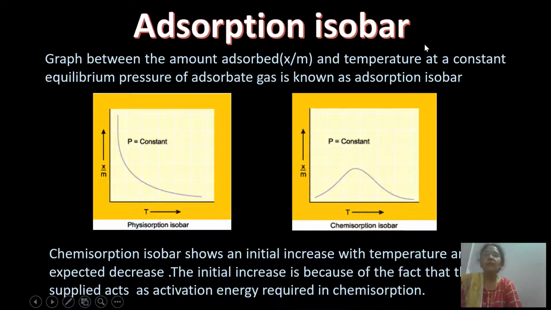Adsorption isobar means at constant pressure. So if we plot a graph x by m versus temperature, that is called the adsorption isobar. In the case of physical adsorption, x by m decreases as the temperature increases. While in the case of chemical adsorption, it increases, then it decreases. Because in chemical adsorption, like in chemical reactions, chemical compounds are formed and it requires activation energy.